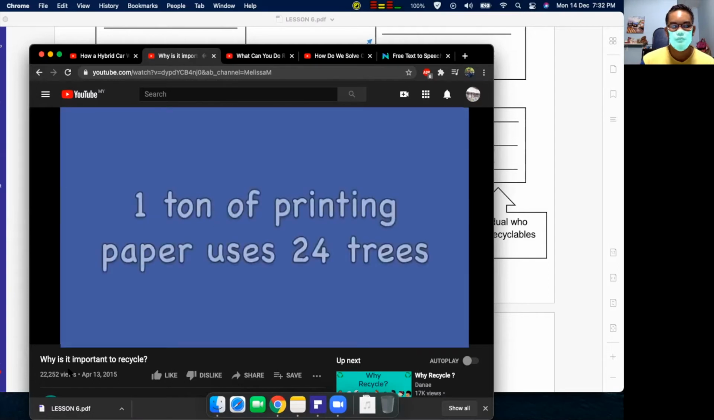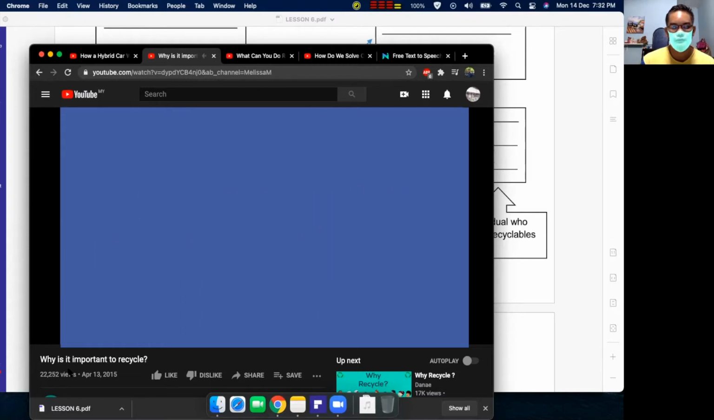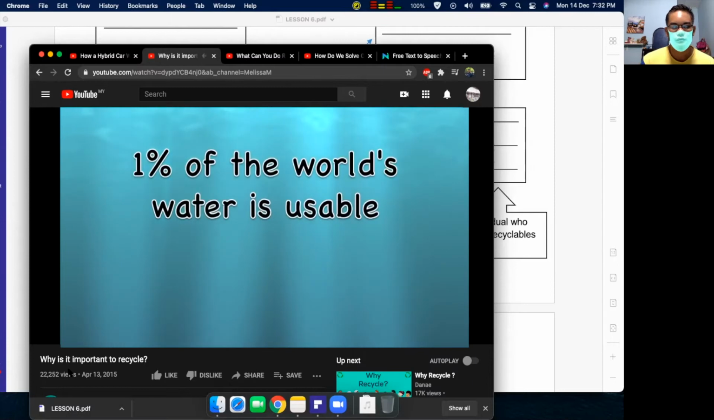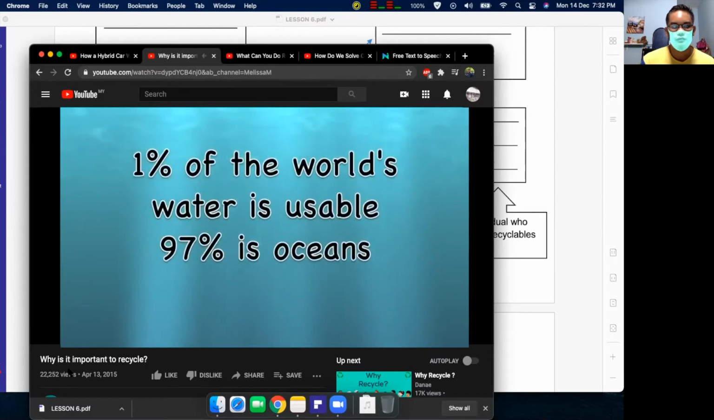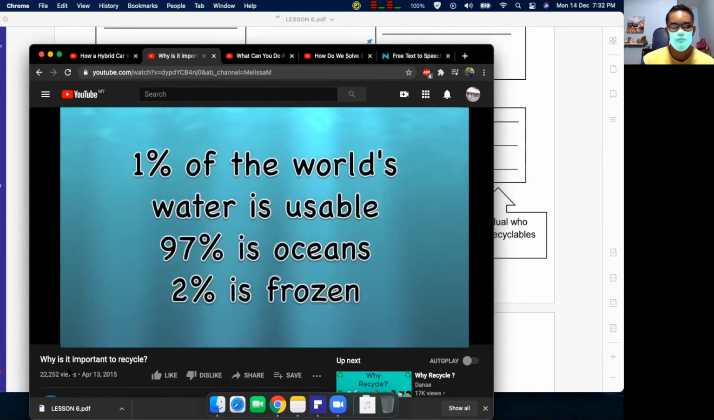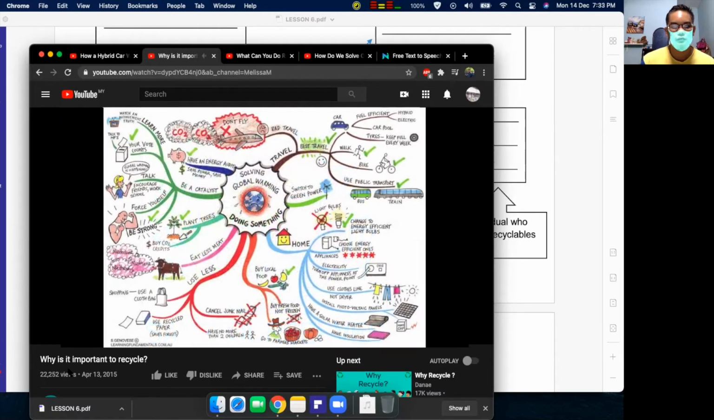Did you know that 1 ton of printing paper uses 24 trees? However, 1 ton of recycled paper saves 17 trees. Water is another important resource. Only 1% of the world's water is usable. 97% of the world's water is oceans, and 2% is frozen at the North and South Poles. How can we help? Luckily for us, there is still time to turn things around.